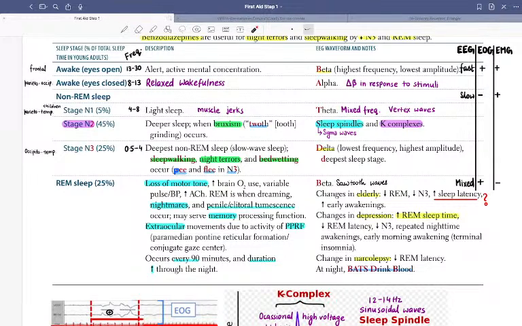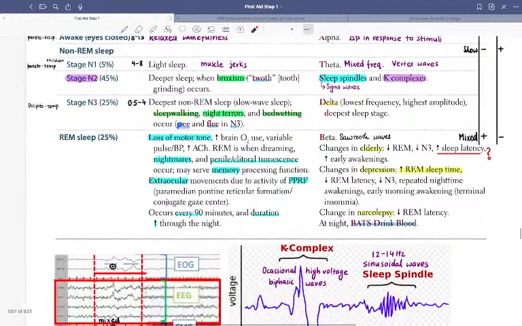N3, and this mnemonic is very important: B, P, flea. P is bedwetting, flea is night terror. In terror we start running, and that is N3. Again, delta is deepest sleep. Next, REM sleep is loss of motor tone. In REM sleep you don't get nightmares or the terror where you start running. That is in N3.